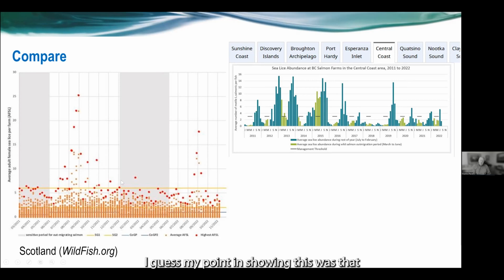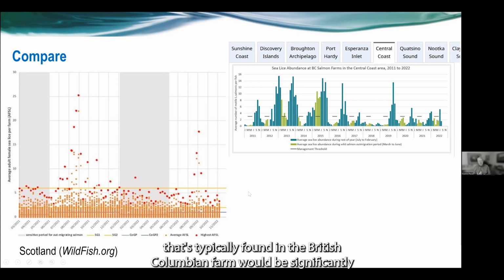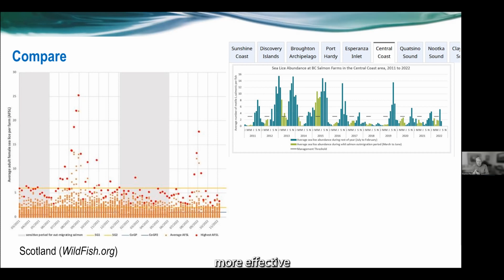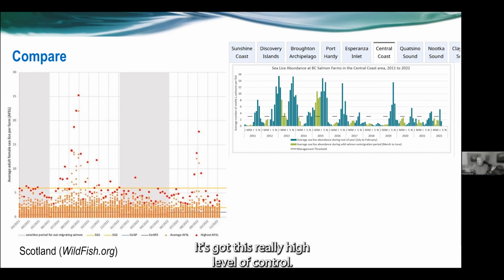I guess my point in showing this was that in terms of the global picture, the level of control that's typically found in a British Columbian farm would be significantly more effective than is the case, for example, in Scotland or in Ireland. Of course, there are always variations on that theme. But what about Norway? It's got this really high level of control. So, you know, what happens there?